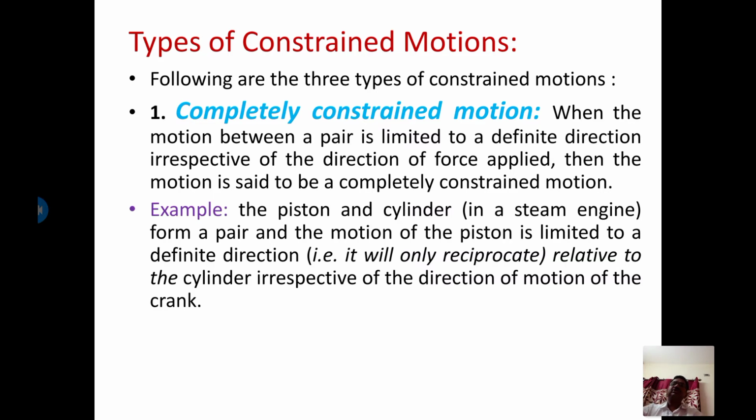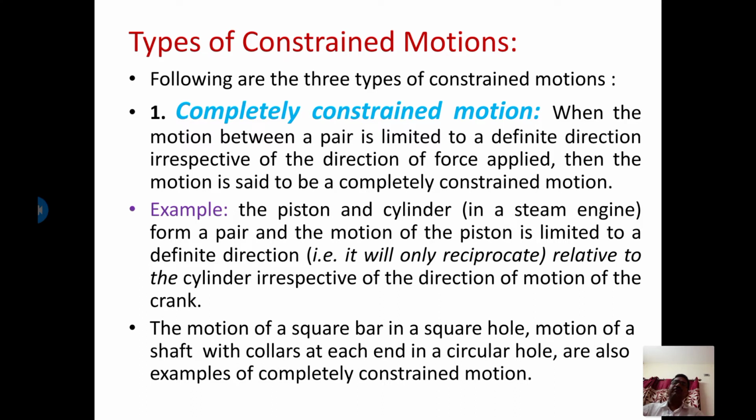Completely constrained motion. An example is the piston and cylinder in a steam engine or reciprocating IC engine, which form a pair, and the motion of the piston is limited to a definite direction relative to the cylinder irrespective of the direction of motion of the crank. Whatever the crank motion, the piston will reciprocate, therefore it is called completely constrained motion. Another example is a square bar in a square hole, and a shaft with collars at each end in a circular hole, which are also examples of completely constrained motion.